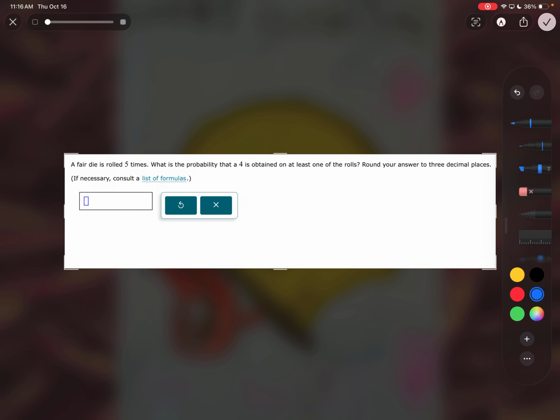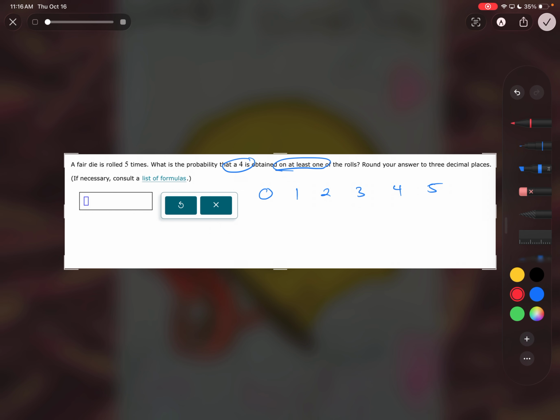Okay, a fair die is rolled 5 times. What's the probability that a 4 is obtained on at least 1? If I roll a die 5 times, I could get a 4 0 of those times, 1, 2, 3, 4, or all 5 times, right? Those are my options. I could get a 4 those different amounts.